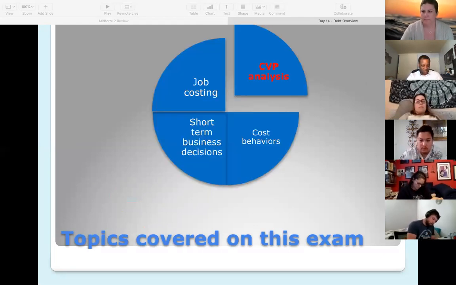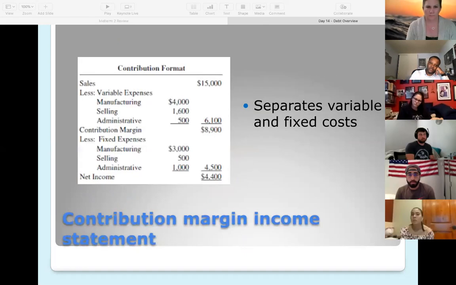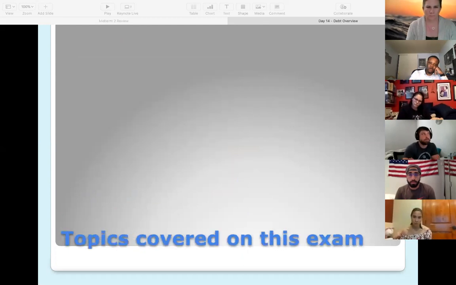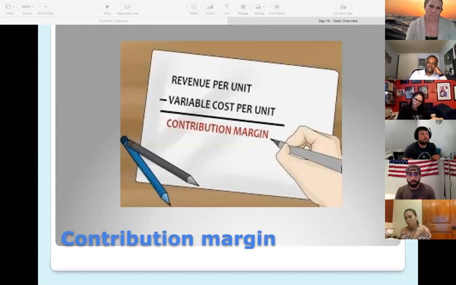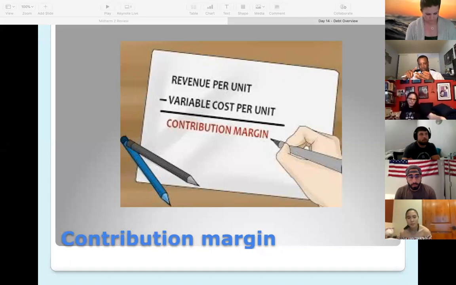Yes. Cost, volume, profit analysis. This is where the plot thickens. So our contribution margin, right? We can look at the contribution margin in total, like we were doing on this right here, 8,900. Or we can look at it on a per unit basis, right? So for every burger that we sell, what does it cost us to make that burger? That's our contribution margin per unit. Or we can look at the sum of all the types of burgers that we sell, and come up with our contribution margin for that product. Or we can look at all the burgers and fries and sodas that we sell and come up with our contribution margin for the company.